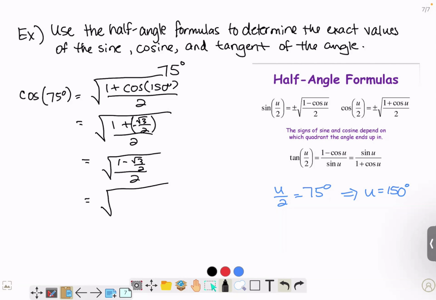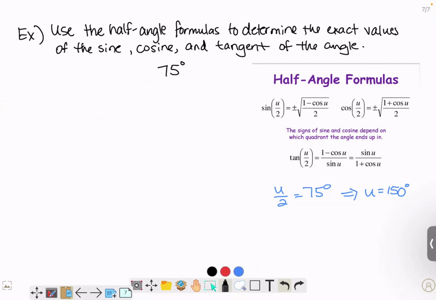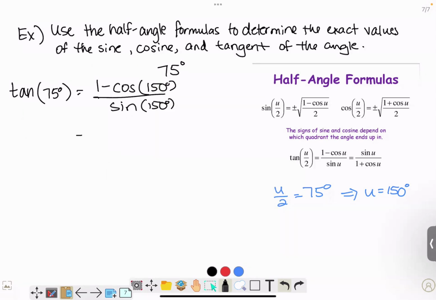If you can use enough parentheses to enter your answer this way, so that the website understands it, you can leave it this way. But it's probably a little bit simpler to divide both things by 2 and write it this way. Now for tangent, we'll use just one of these expressions for tangent of 75 degrees. I'll just go ahead and use 1 minus cosine of u over sine. So we just need to evaluate cosine of 150, and cosine of 150 is negative.